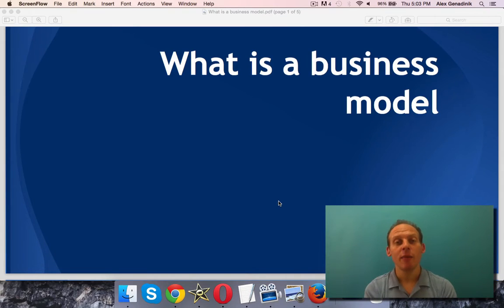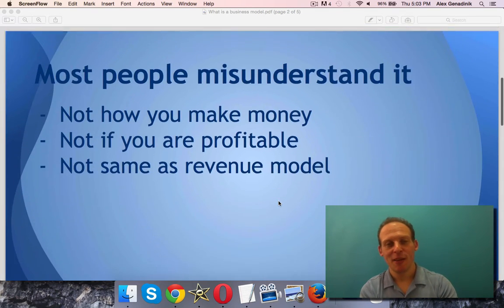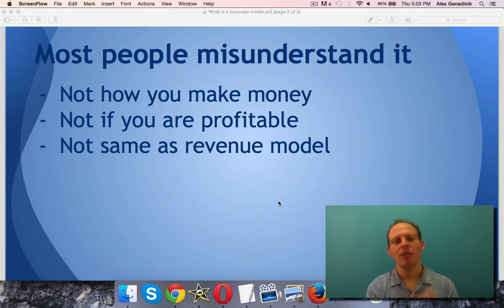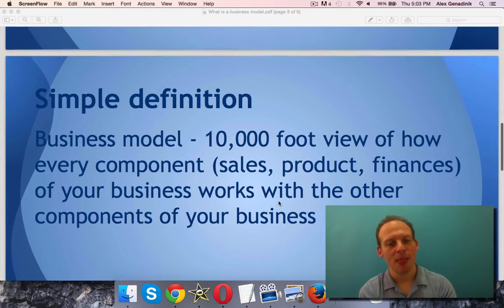So let's chat about what exactly is a business model. This is a term that's used often, and it's used often incorrectly. Most people kind of misunderstand it. Some people use this term instead of saying how do you make money. Some people mean are you profitable. Some people use this term to kind of talk about the revenue model. It's all not correct.